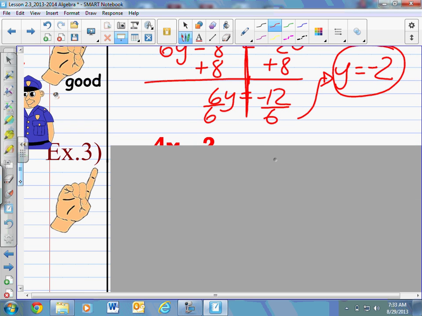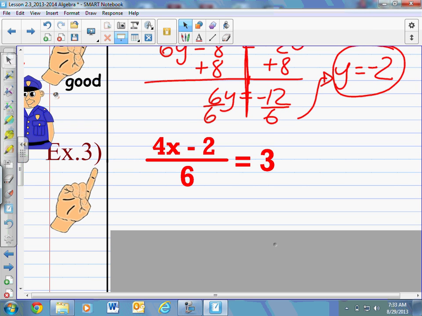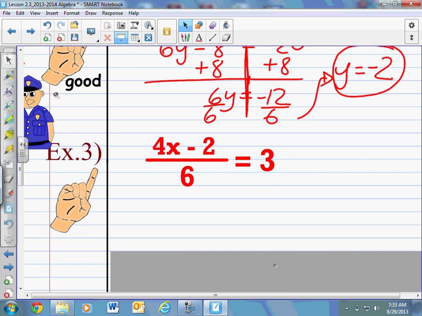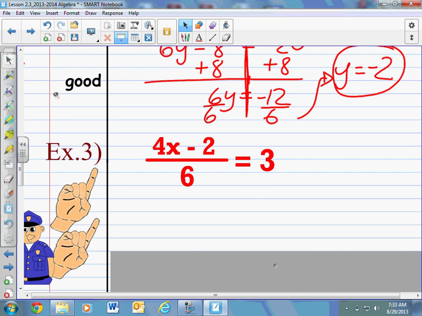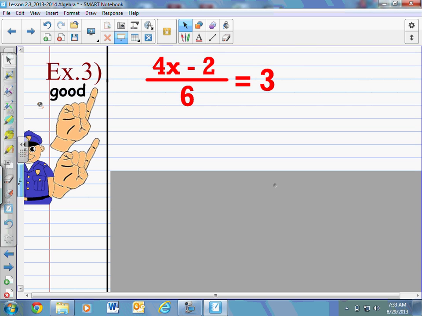Okay, I think I have the last problem here, guys. We're almost done. Yep, last problem. Oh, yeah, I've got 2 hands. Check that out. I'll put that guy right there. Go ahead and copy this problem down. This is the last example in your notes. 4x minus 2 divided by 6 equals 3.